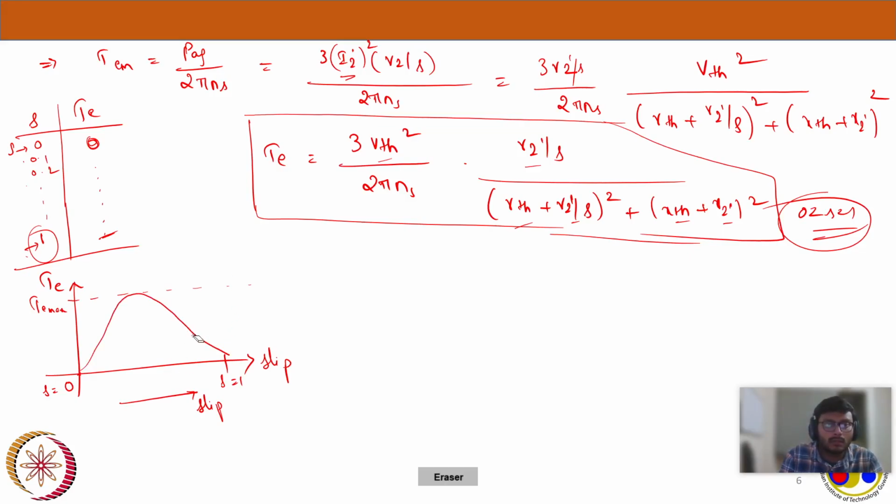Now, okay, I will just draw it. The torque keeps on increasing, and at some point it will reach a maximum, and again it starts to reduce. It does not exactly settle, but let's say this is it. It won't go to 0 here.